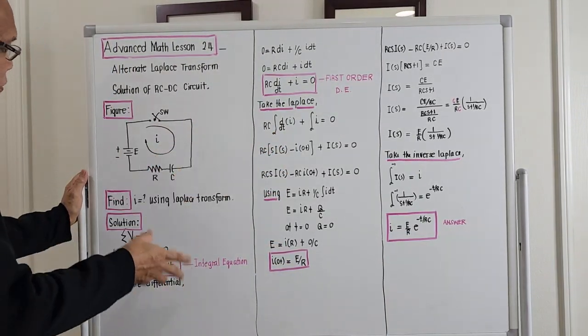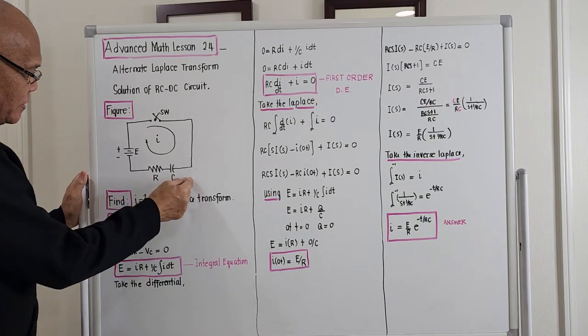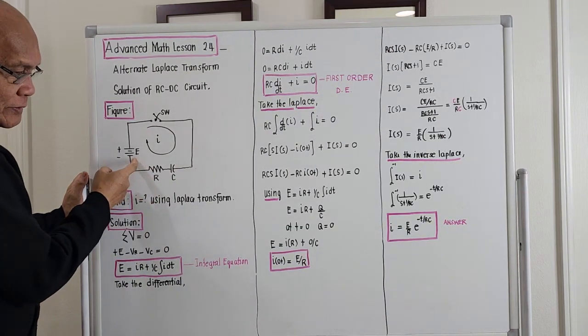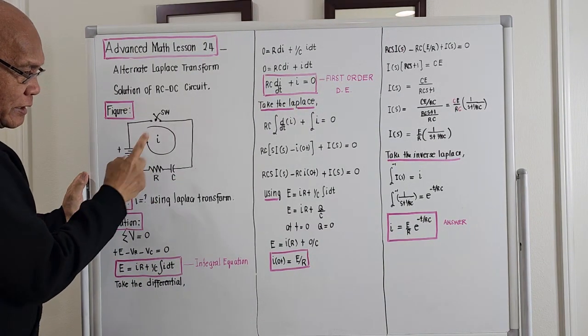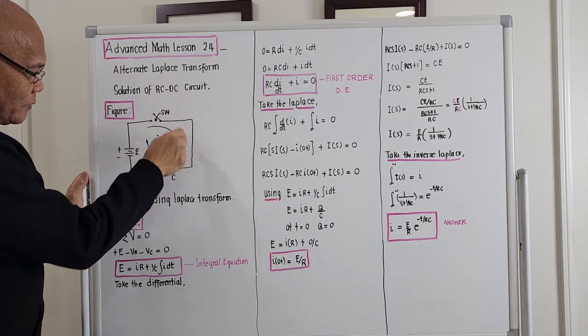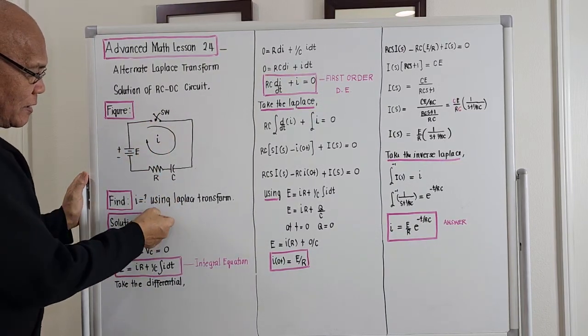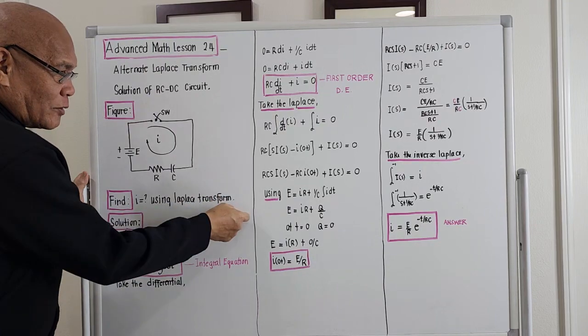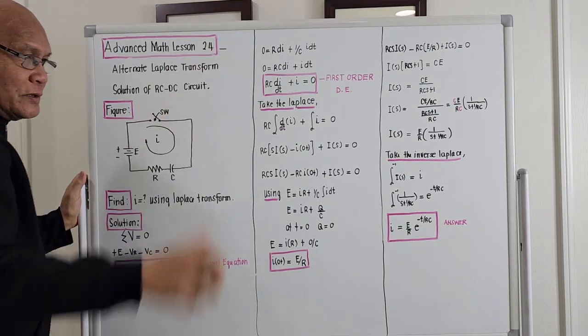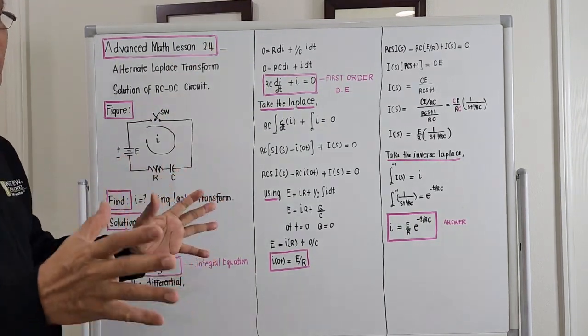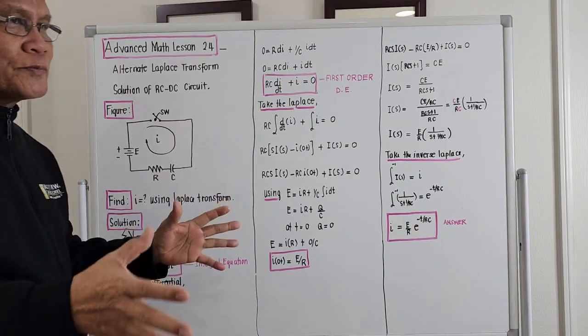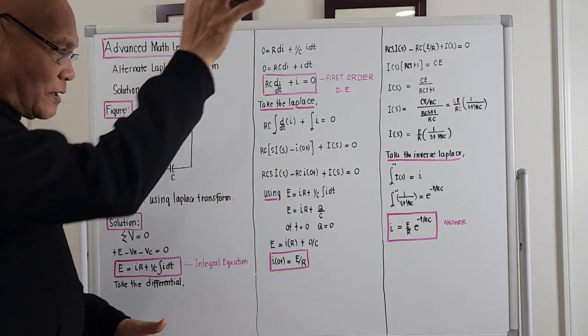The given circuit is still a series RC, energized by a direct current source. And the problem is asking what will be the current as a function of time by using Laplace transform. So you could see the difference of the solution for this morning and the previous one.